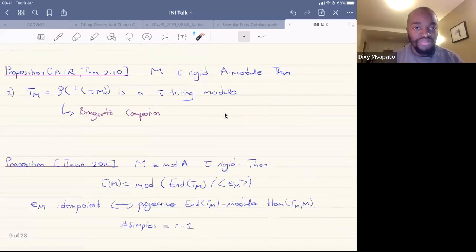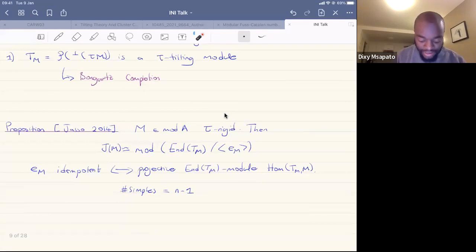So just a couple more results which are needed. Let M be a tau rigid A-module. Then we have this module called the Bongartz completion of M, which we'll write T of M. This is just the direct sum of the Ext-projectives of perp tau of M. And by a result of Adachi, Iyama, and Reiten, this is in fact a tau tilting module.